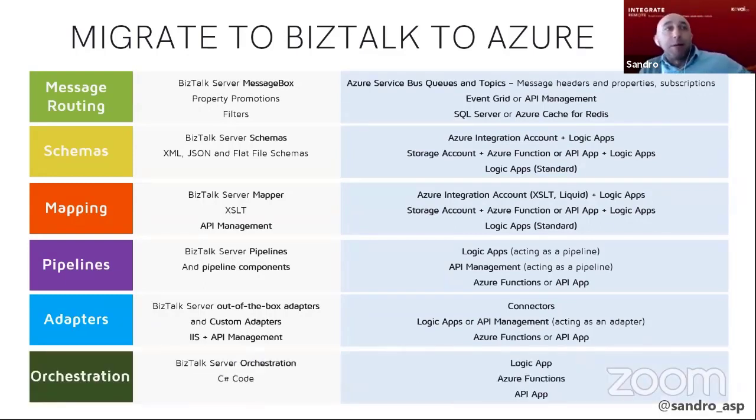Now, orchestration. Yeah, what you do in BizTalk is an orchestration. You can do a lot of C#, because we know for the past 20 years, raise the hand, the person who has never seen an orchestration with C# code inside. So you can do a lot of this with C#. The equivalent in Azure is Logic App. Okay, Logic App is a workflow, but you can also use Azure Functions or an API app.